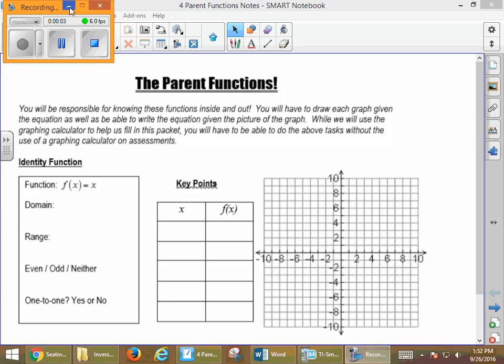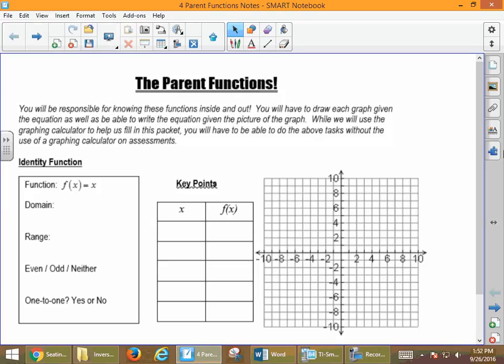You are responsible for knowing these functions inside out. You have to draw a graph given the equation, as well as be able to write the equation given the picture of the graph. We're going to use the graphing calculator today to help us do that. But when you have to do these, you need to be able to do them without a calculator.